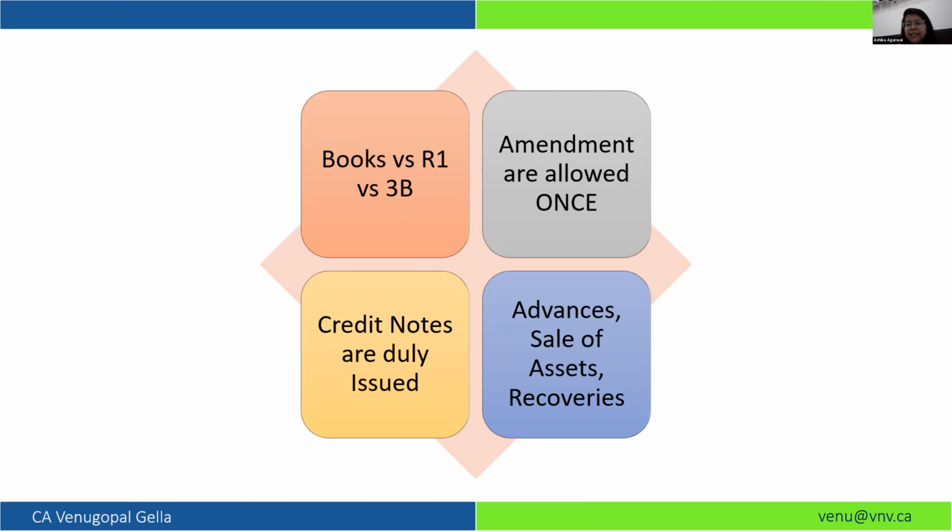Another disputed one is recoveries. Recovery is the most disputed, and with Circular 178, which described various recoveries, various liquidated damages, and when taxes are to be paid. Because recoveries may be in the nature of supply and may not be. It depends. There cannot be a straightjacket that some money is received, so you pay the tax. That cannot be applied. Everything needs to be thought of from the point of view of supply.